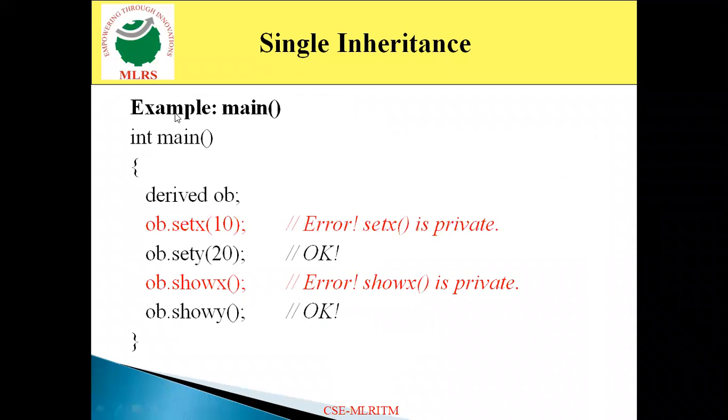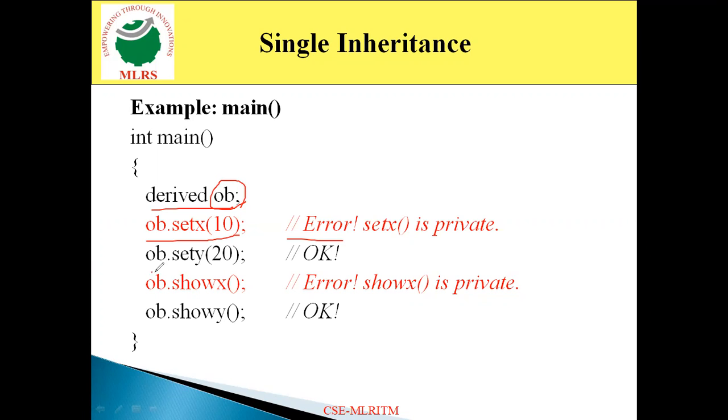Now come to the main function. When I go to execute this program, I create the object for the derived class, that is derived ob, then ob.setX of 10. Whenever I specify this statement, it generates an error. Why? Because setX is now private. We cannot access that.